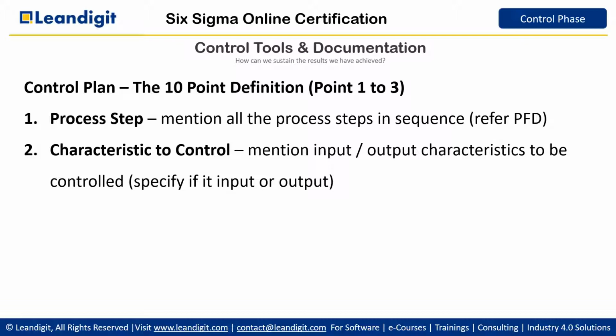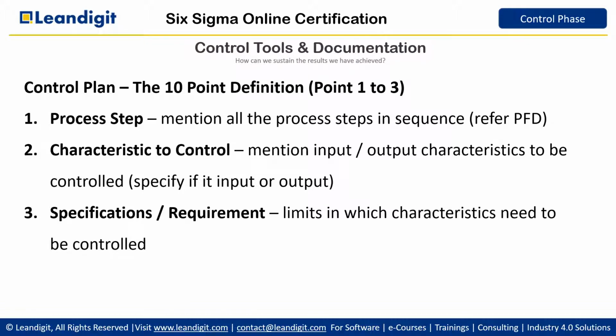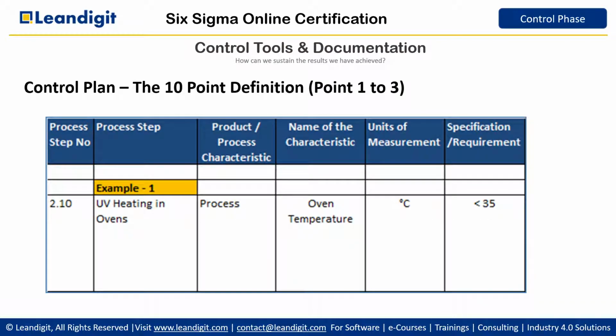The second point is the characteristic to control, which needs to be defined. We should clearly define it as a product characteristic or process characteristic, and then give the specific definition of the characteristic that we are controlling. And the third is the specification or the requirement of the characteristic, which is defined by the designer or the customer. Let us take an example to understand it better.